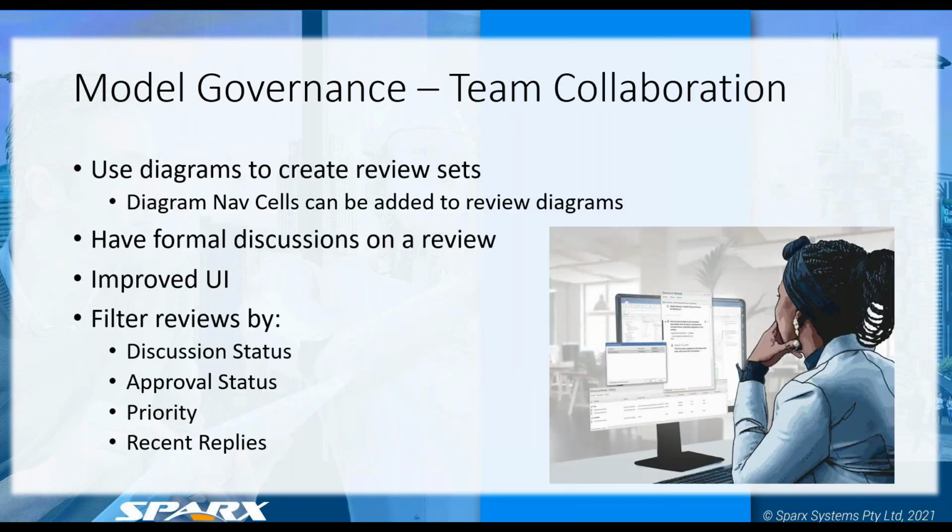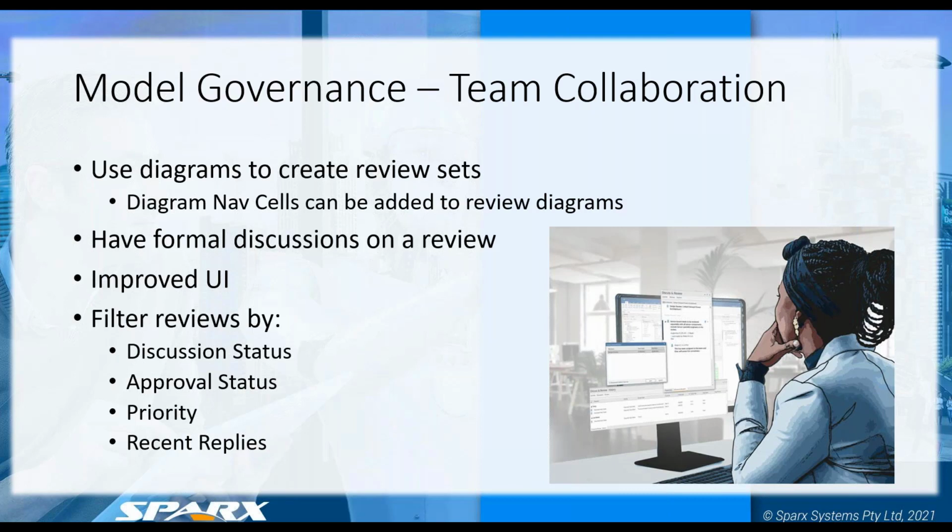Team collaboration. Okay, so from the formal review perspective, we have expanded the ability for formal reviews to create formal review sets. So you can use a diagram nav cell now to add to a review diagram. So traditionally, to add an element to a review, you'd put it onto a review diagram, and then that element, or that set of elements, would be the focus of that review for your team. Now you can do that just by association with a nav cell. So you can include multiple different diagrams onto a single review just by including the nav cell onto that review diagram.